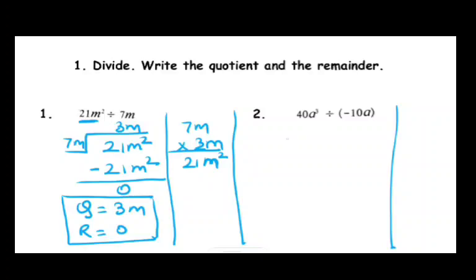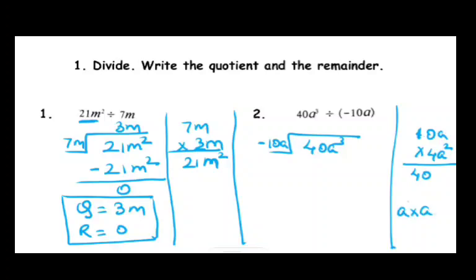Next, I have the first number going inside, my next one outside. I need to have my remainder 0 as far as possible. So 10a into 4a square. So 4 into 10 makes it 40. A square into a. So as per rule of indices, if the bases are the same, a square and a gives me a cube. So I get 40a cube.